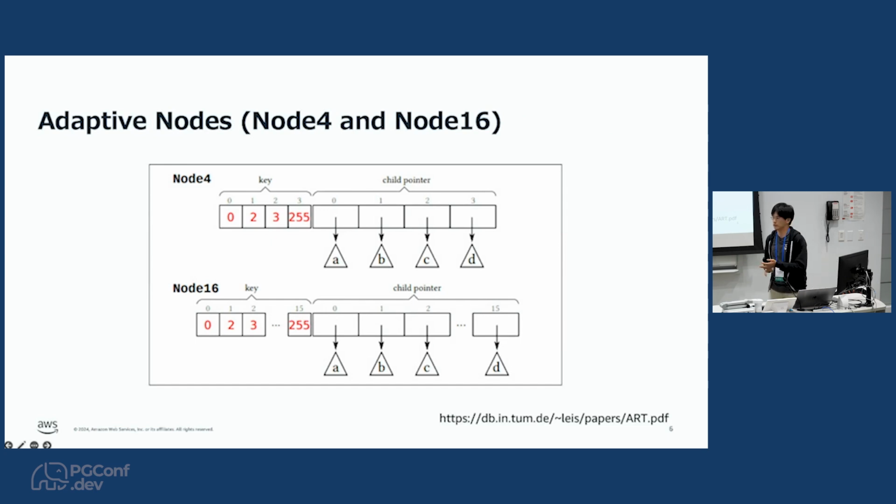The paper introduced 4 node kinds: node 4, node 16, node 48, and node 256. Each node has a different structure and different method. But node 4 and node 16 have almost the same structure. They have a key array and a child pointer array. In node 4, we can store up to 4 keys. The keys in the key array are sorted and correspond to the child pointers, so we have 4 child pointers. Node 16 is also the same, but with a different array size: we have 16 key chunks and 16 child pointers.